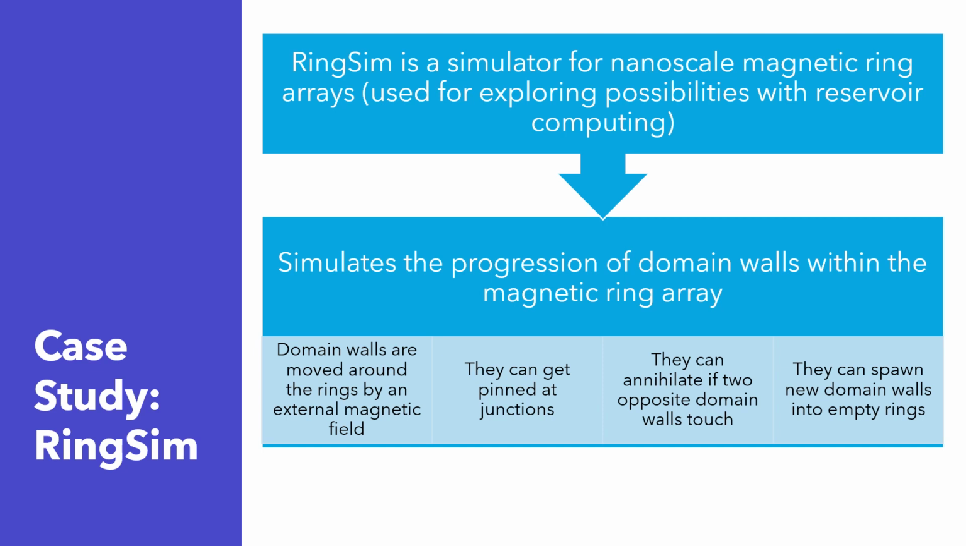RingSim simulates the progression of domain walls within the magnetic ring array, and these domain walls move by some relatively simple rules. For example, they normally follow an external magnetic field that drives them, but can get stuck at junctions between rings. If a domain wall gets stuck for too long, it can be annihilated should another domain wall touch it. And if a domain wall moves past an empty ring, it can spawn new domain walls in that ring.